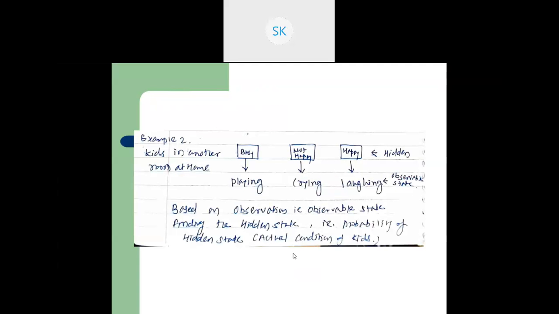So another example, to understand better what is a hidden Markov model and what the hidden state and observable states are. Let's say you're sitting in one room at your home, and the room is locked. You are not having physical access to the other rooms, and your kids are playing in another room. With respect to the observations, you're finding the hidden state.